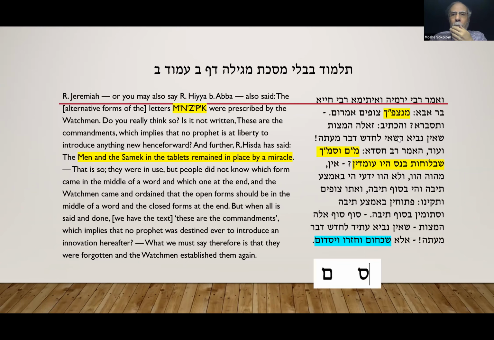So what does the Talmud say? The Talmud says that these letters, Mem, Nun, Tzadi, Pei, and Kaf, were prescribed by the prophets, by the lookouts. What do these letters all have in common? Two things. First of all, these are the 5 letters of the Hebrew alphabet which have 2 forms in written Hebrew.